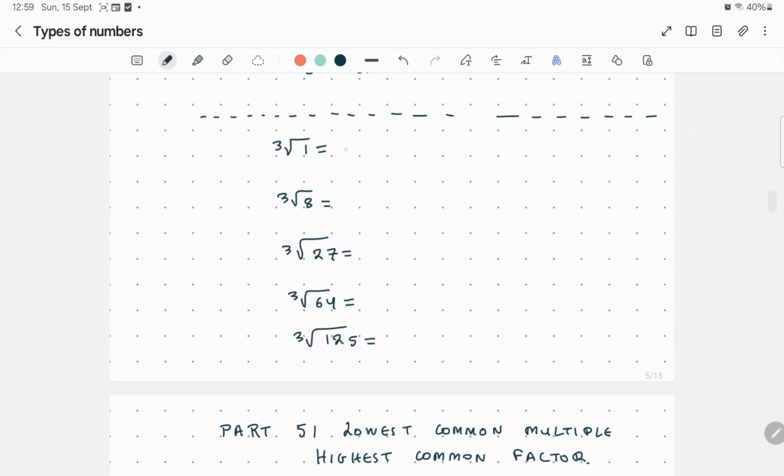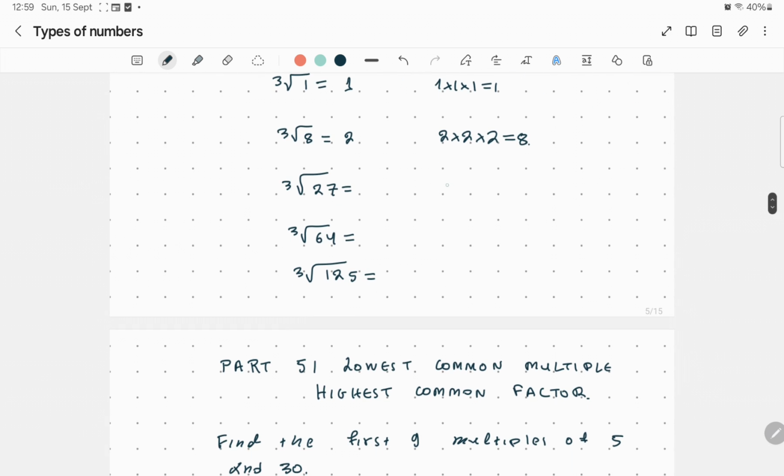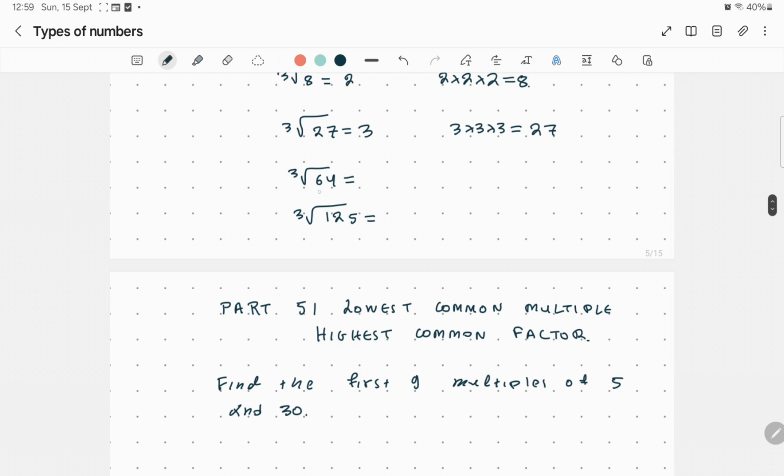Cubic root of 1 is 1, because 1 times 1 times 1 gives me 1. The cubic root of 8 is 2, because 2 times 2 times 2 gives me 8. The cubic root of 27 is 3, because 3 times 3 times 3 gives me 27. The cubic root of 64 is 4, because 4 times 4 times 4 gives me 64. And the cubic root of 125 is 5, because 5 times 5 times 5 gives me 125.